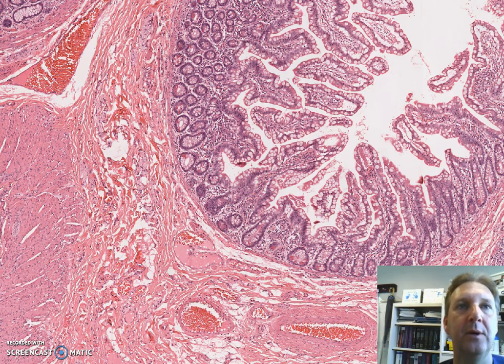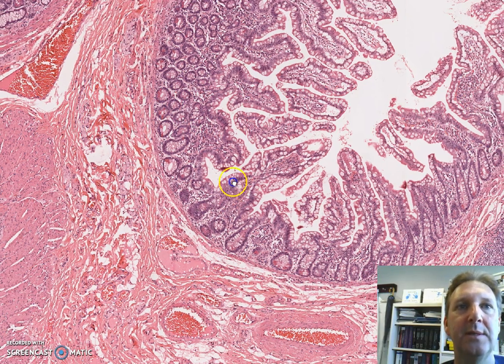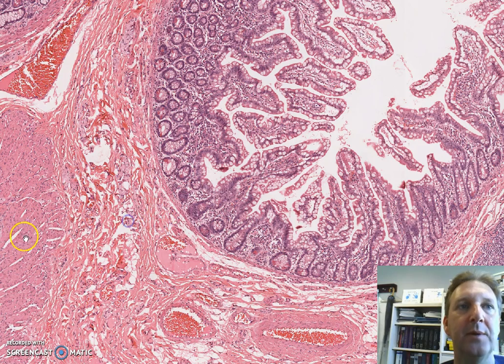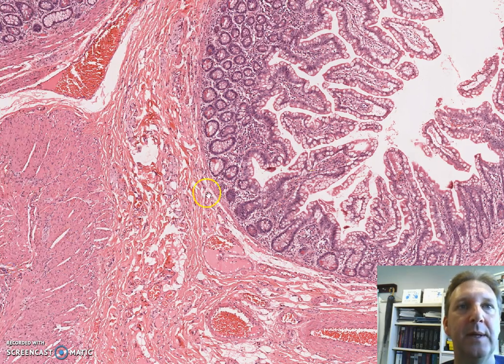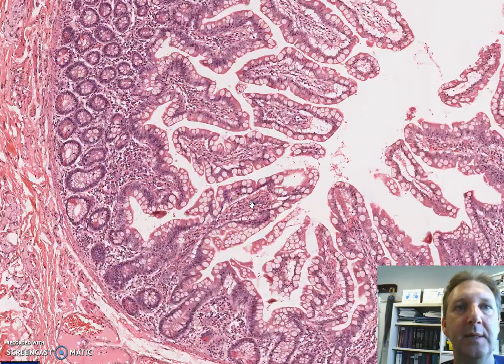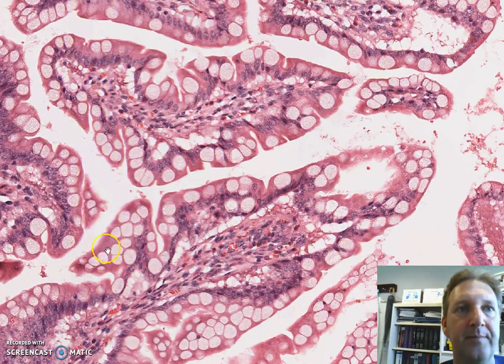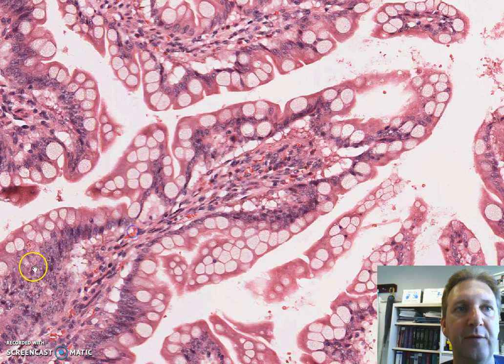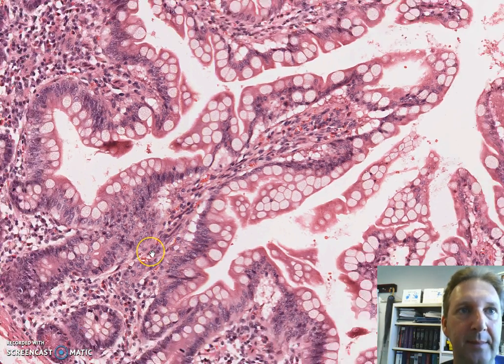Let's review now the normal histology of the small bowel. You can see the mucosa, the submucosa, and some layers of muscle right here. The mucosa is lined by enterocytes right here, and it's formed by these long filiform villi that have this lining epithelium that is composed of enterocytes with goblet cells, and the fibrovascular cores of the lamina propria.